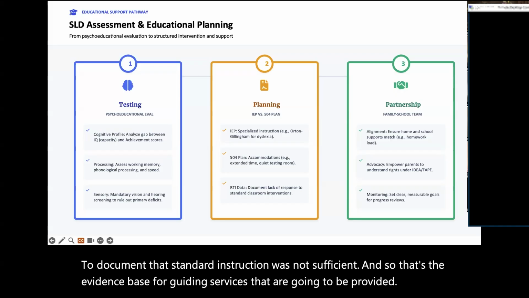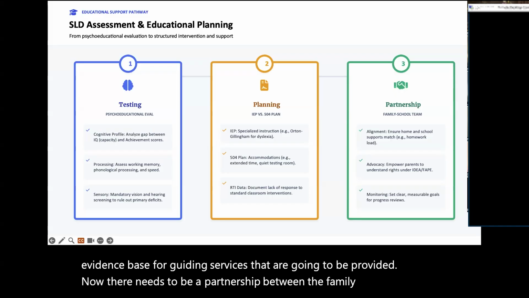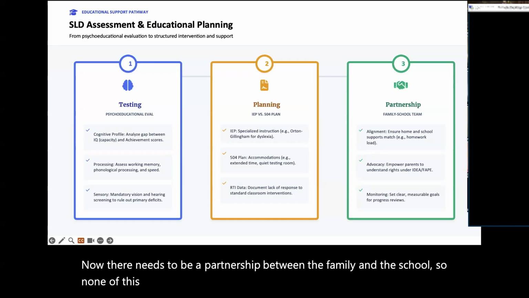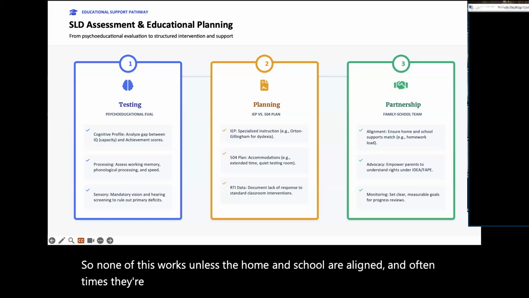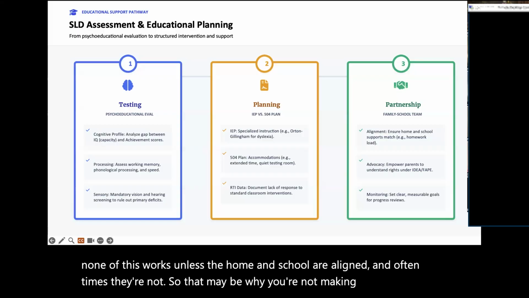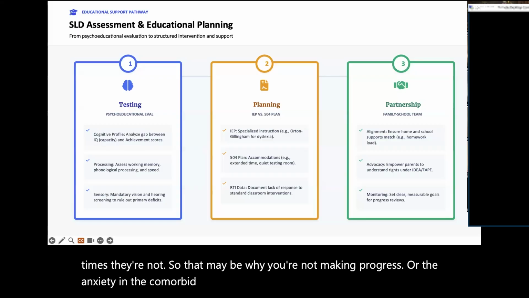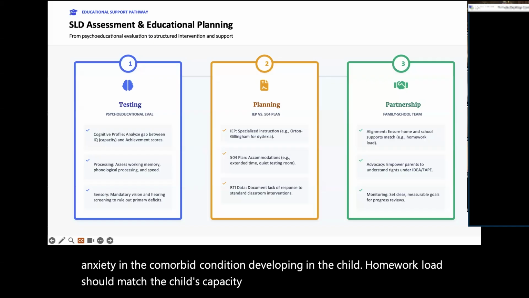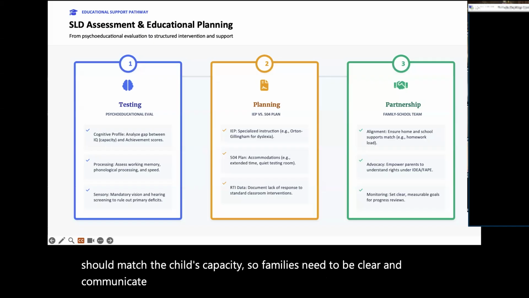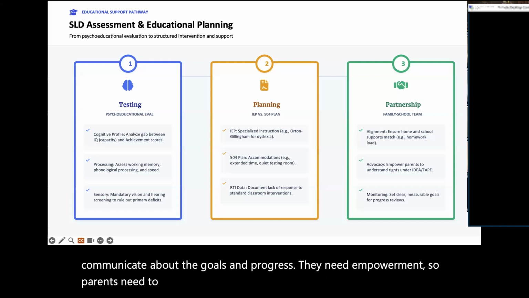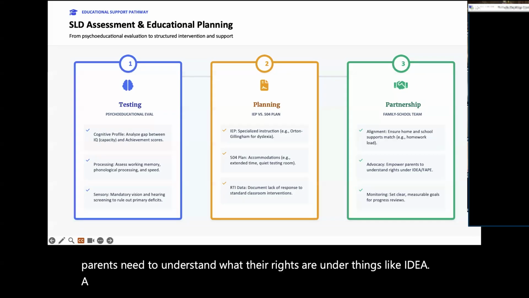Now, there needs to be a partnership between the family and the school. So none of this works unless the home and school are aligned, and oftentimes they're not. So that may be why you're not making progress, or the anxiety and the comorbid condition developing in the child. Homework load should match the child's capacity. So families need to be clear and communicate about the goals and progress. They need empowerment. So parents need to understand what their rights are under things like IDEA and FAPE so that they can advocate effectively without conflict.